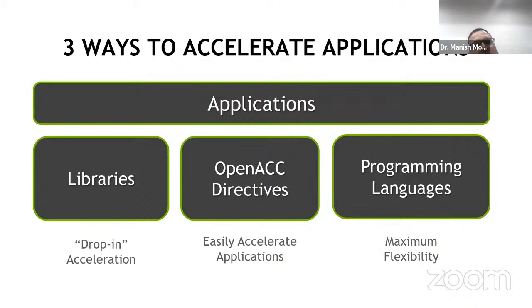The second way to accelerate an application is OpenACC directives. These are pragma-based, so we need to define which portion of the code has to be accelerated. With a pragma, we define that this loop has to be accelerated. Then we transfer the arrays from CPU to GPU, and then we do the computation, right?